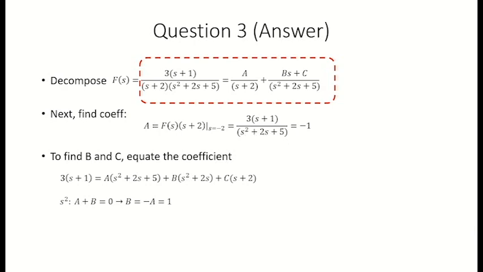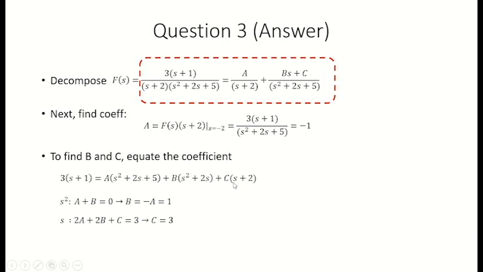We already solved for a, which is minus 1. So we know that b equals negative a, which equals 1. Next we equate the coefficient of s to the power of 1, or just s. On the left hand side, the coefficient is 3s, and on the right hand side we have 2a plus 2b plus c.